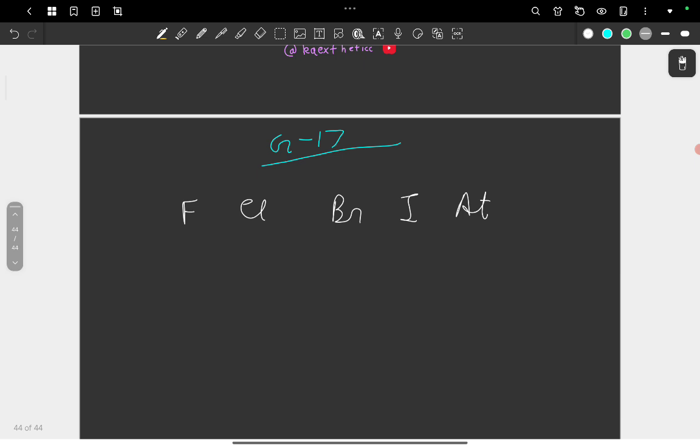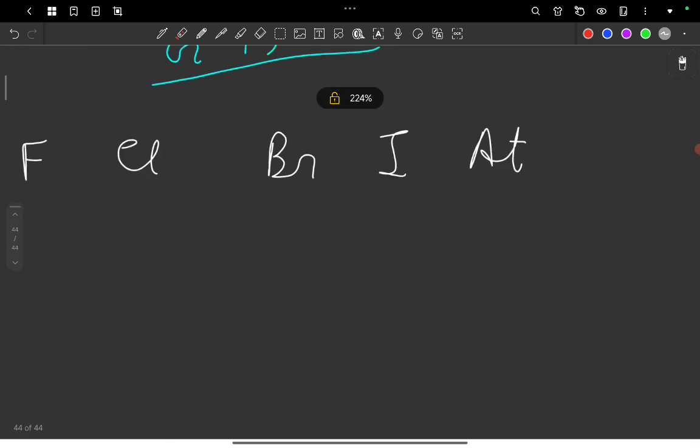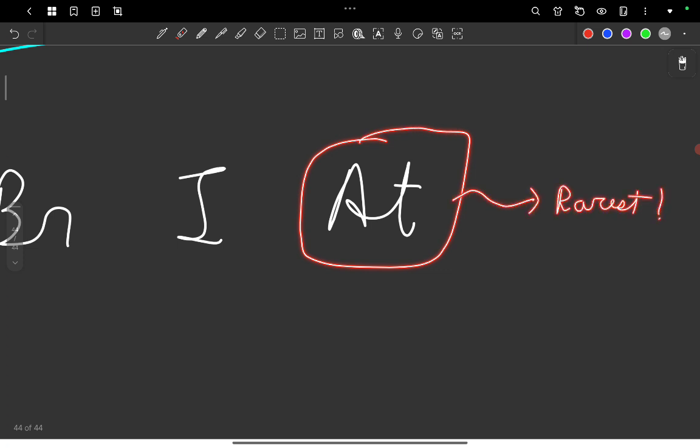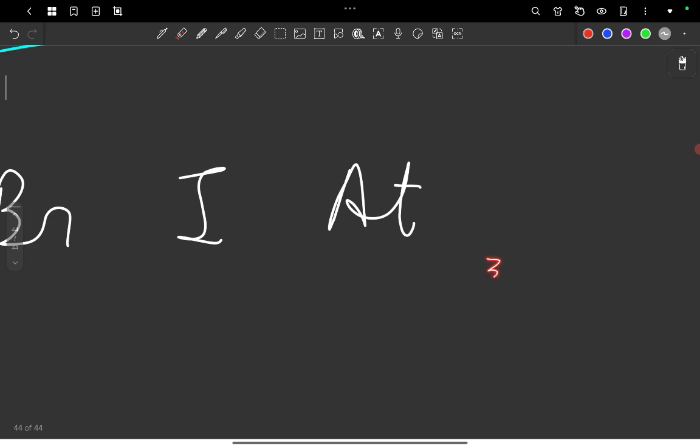Now, one thing I want you to know is that astatine is a radioactive element, and its chemistry hasn't exactly been established yet because astatine is one of the rarest naturally occurring chemical substances on Earth, to the point that only 30 grams of it exists in the entire Earth.